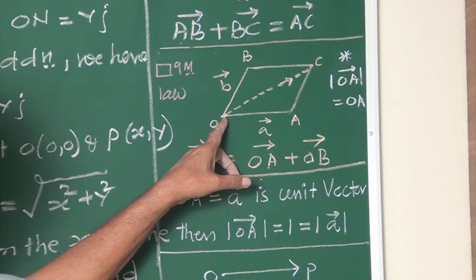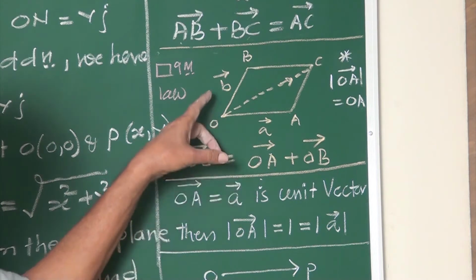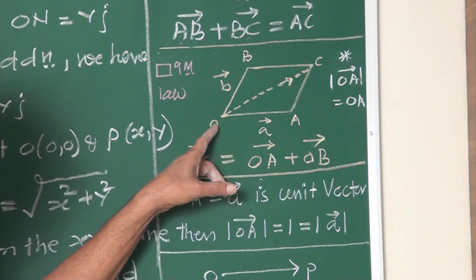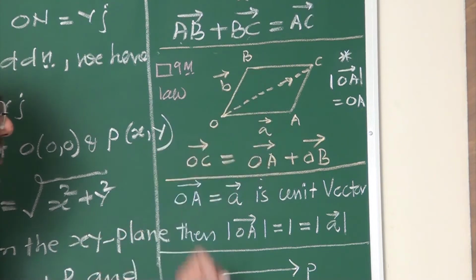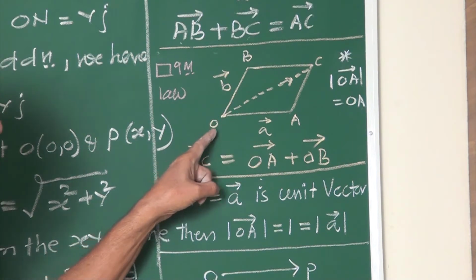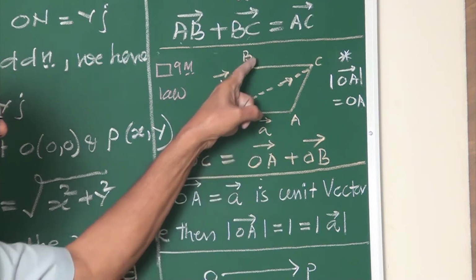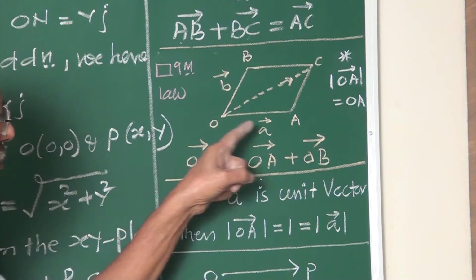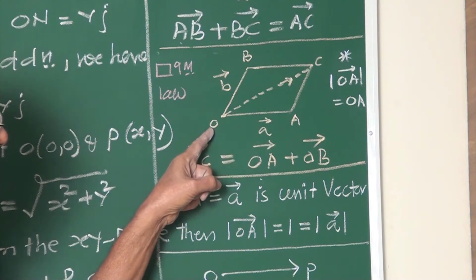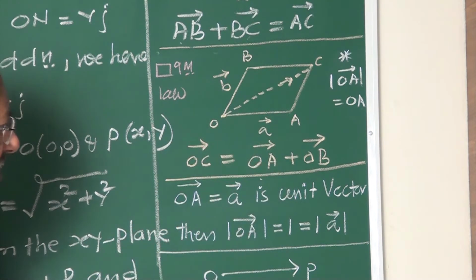then the diagonal OC represents, what is this OC? It is a diagonal starting with the co-initial point of the vectors OA and OB. Yes, my friend. OA, OB, OC, they are the co-initial vectors. Then this vector OC represents the sum of the vectors OA and OB. Therefore, OC equal to OA plus OB, diagonal starting with the same point. So it is a plus b.